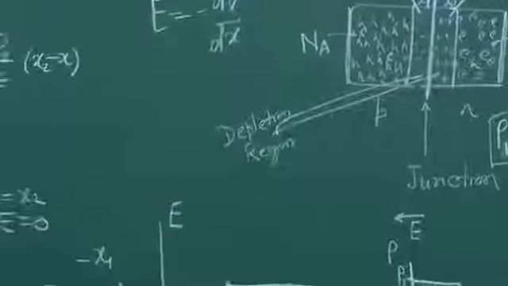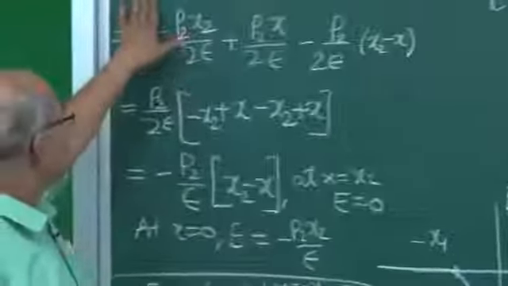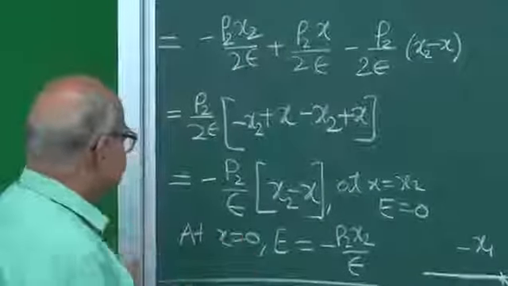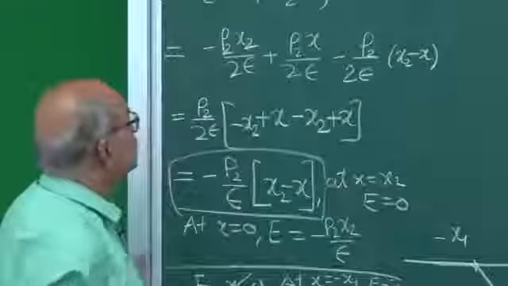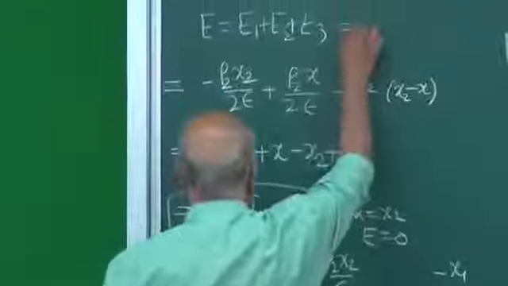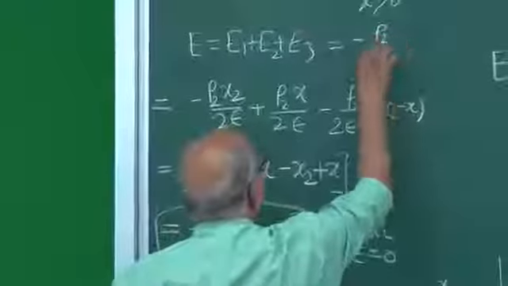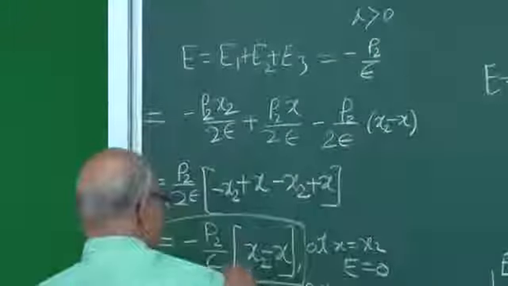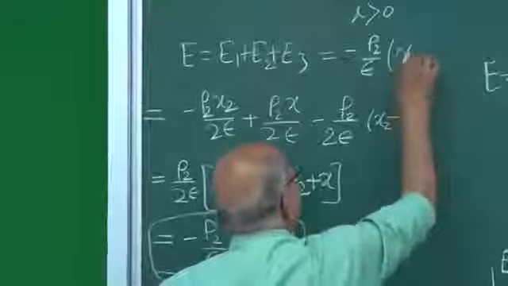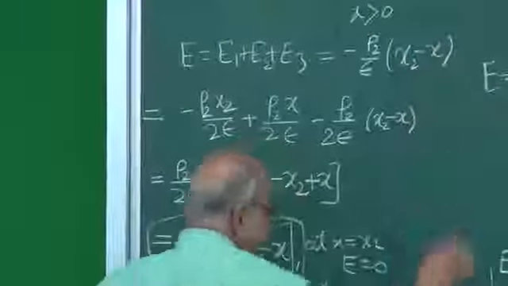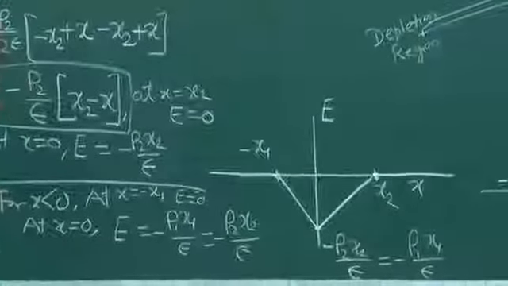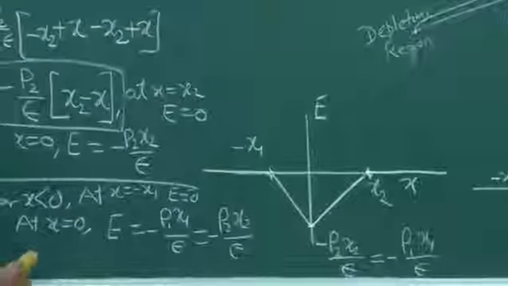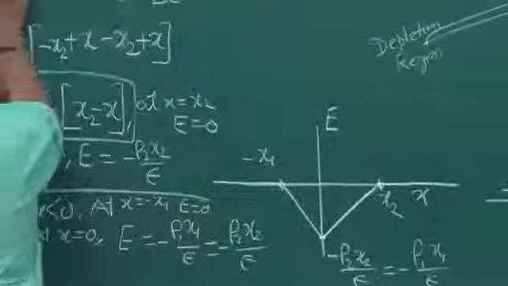So we have this expression here. The total electric field is given by this expression. This total electric field is minus rho 2 over epsilon times x2 minus x. It is this straight line. Okay, so now let me erase the other parts.